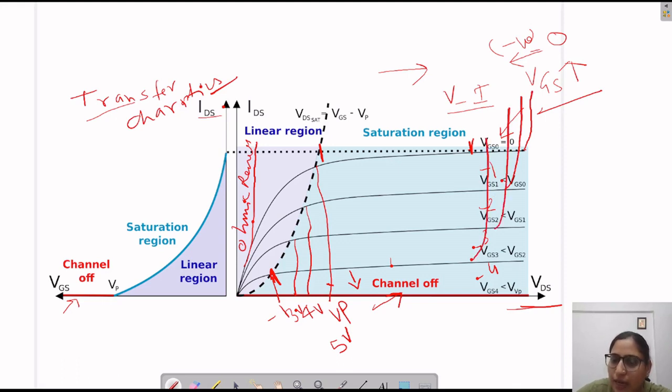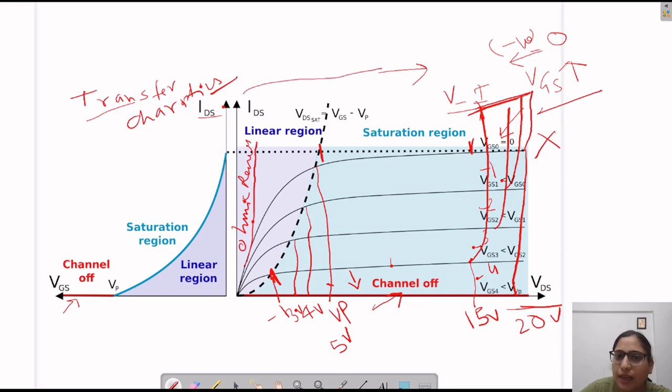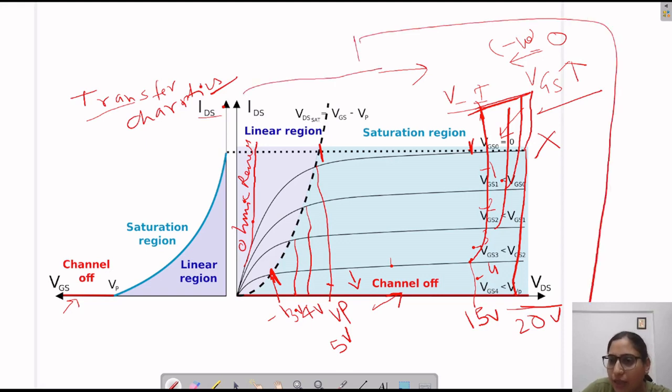In the earlier class we learned that the breakdown voltage is also shifting towards the left when we are increasing the VGS. So when VGS is 0, let's suppose breakdown is occurring at 20 volt. When VGS is -4, breakdown is occurring at 15 volt. So the breakdown voltage is also shifting towards the left side. Now this region is our breakdown region, which is also considered as cutoff of the transistor. The transistor will not work in the breakdown region also. So this whole section is the VI characteristic graph of the FET.